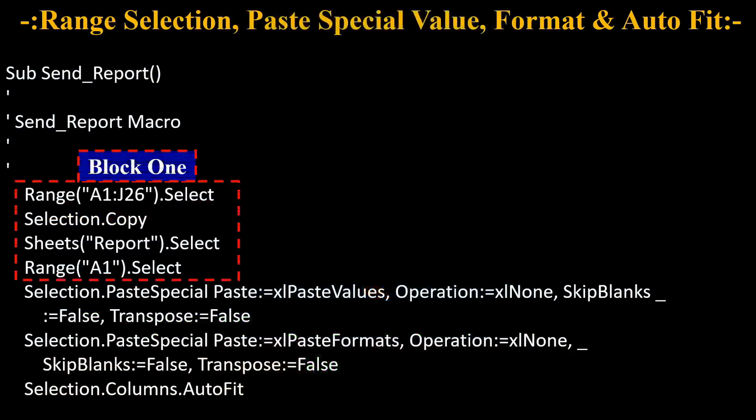Block 1, Selection and Movement. In the top right, you can see how Excel tracks our mouse. It starts by selecting the range A1 to J26 and copying it. Then, it records our navigation to the report sheet and the selection of cell A1.